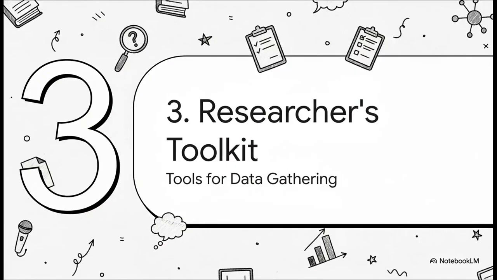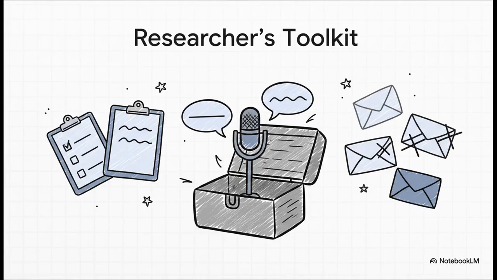All right, so we've got our question, and we've identified the group we're going to talk to. Now, what tools do we actually use to get the data? It's time to open up the researcher's toolkit. And inside this toolkit, you'll find a few key instruments. You've got surveys, which can have closed, multiple-choice questions or more open-ended ones. Then there are interviews, which can be totally scripted or more like a free-flowing chat.